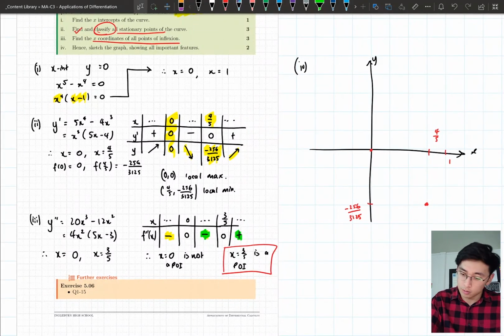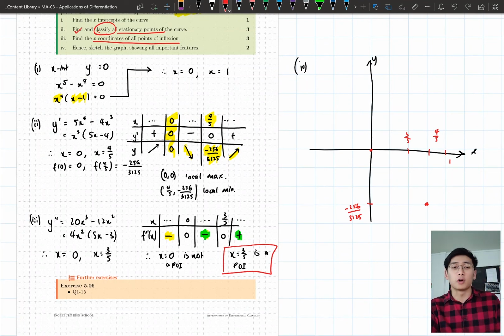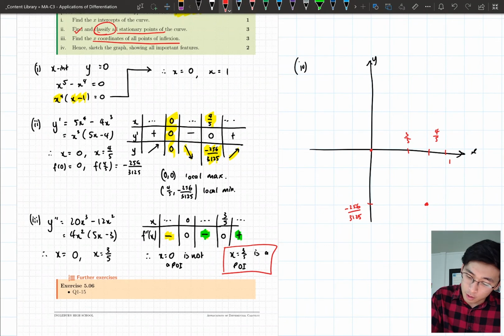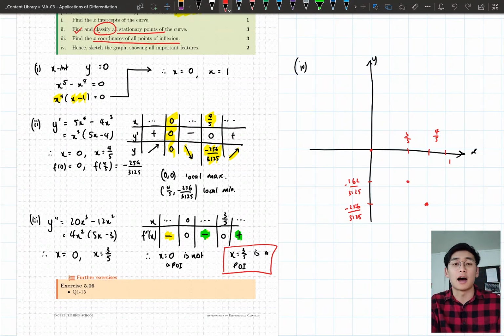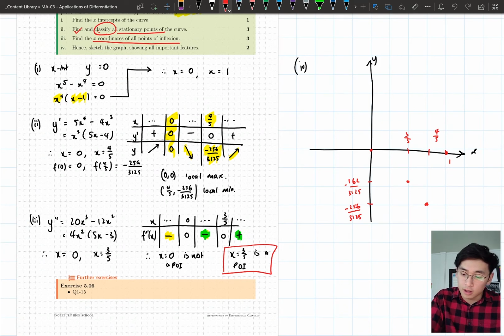Once I've done that, I'm going to put in the thing from the third part, which is my point of inflection, which is at 3 over 5. Now, at this point, you probably do want to put in the values back into the original equation. When you put that in your calculator, I believe you get negative 162 over 3125. So here, I've got my point of inflection down there. And so now that we've done that, we can actually start to fill in our graph.